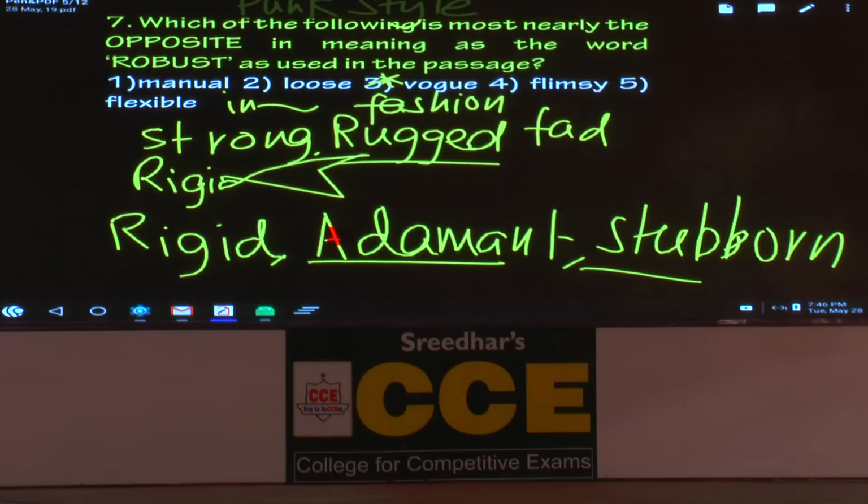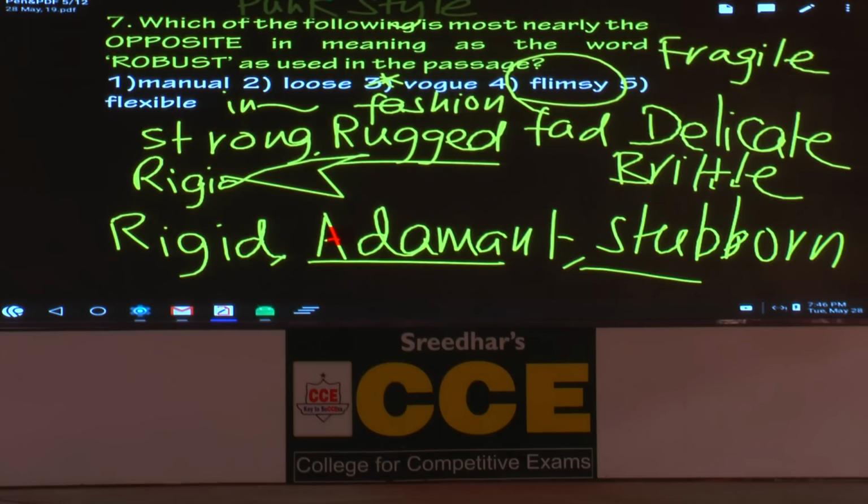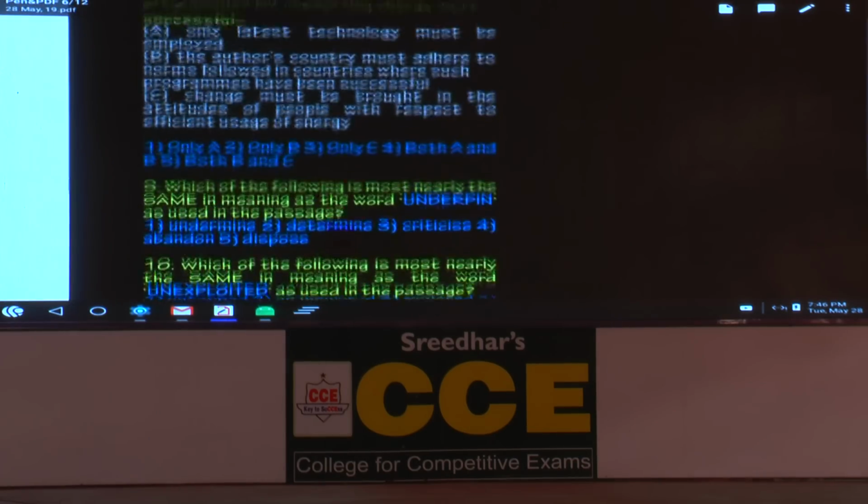Fine. Now, flexible opposite rigid, that is not the right one. You are left with which word? Whether you know the meaning or not, answer is flimsy. But please write, flimsy means delicate. First you write the word delicate. Then you write brittle. Delicate, not strong, brittle. Also write the word fragile. What is the word you are supposed to write? Fragile. Easy or difficult, this one? Very easy. Now question number 8.